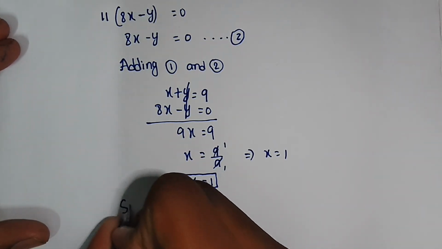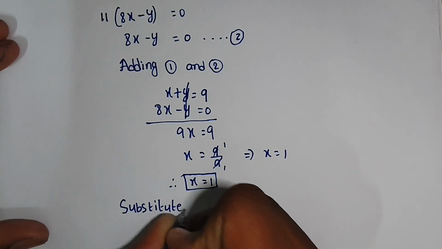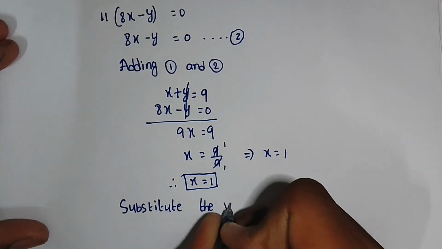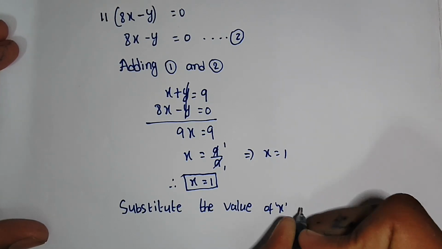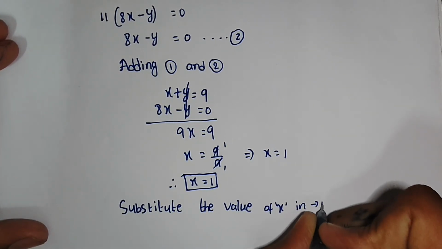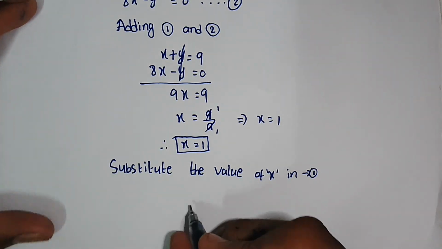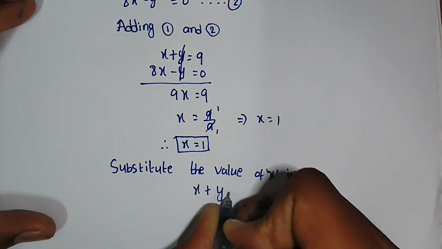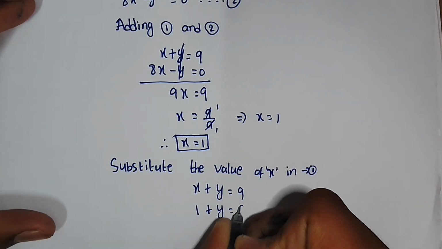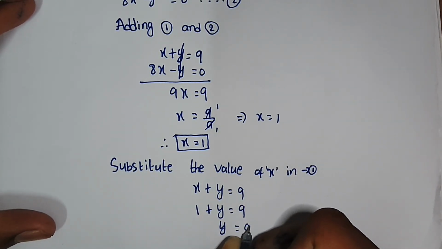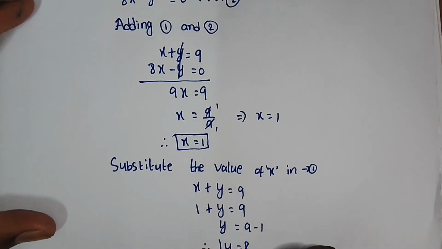Now substitute the value of x in equation 1. What is equation 1? x plus y equals 9. What is the value of x? 1 plus y equals 9. It becomes y equals 9 minus 1. Therefore, we got y equals 8.